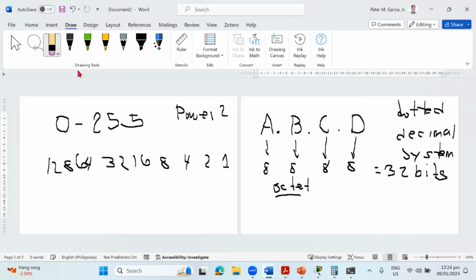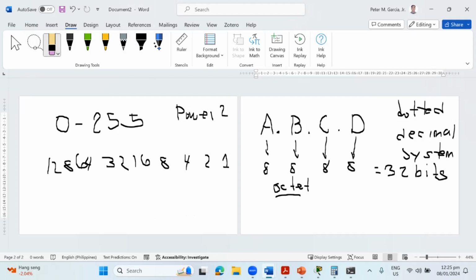Kaya siya naging 8. Pag binilang natin to, 1, 2, 3, 4, 5, 6, 7, 8, hanggang 128. Pag inadd natin lahat yan, that's equivalent to 255. So pag inadd natin lahat yan, that's equivalent to 255. Kaya hanggang 255 lang ang number natin, kaya din tinawag siyang octet, 8. Okay? So 1, 2, 3, 4, 5, 6, 7, 8. So that's equivalent to 255.